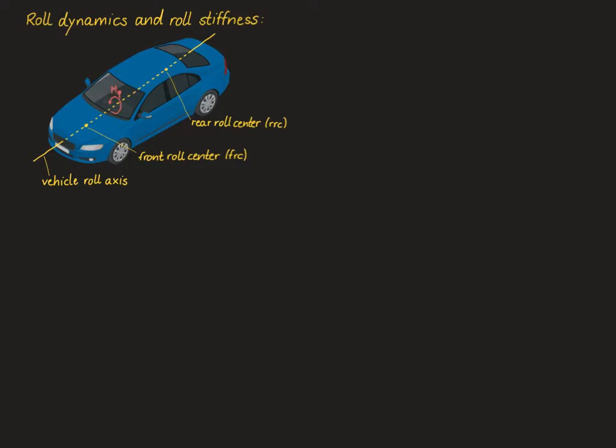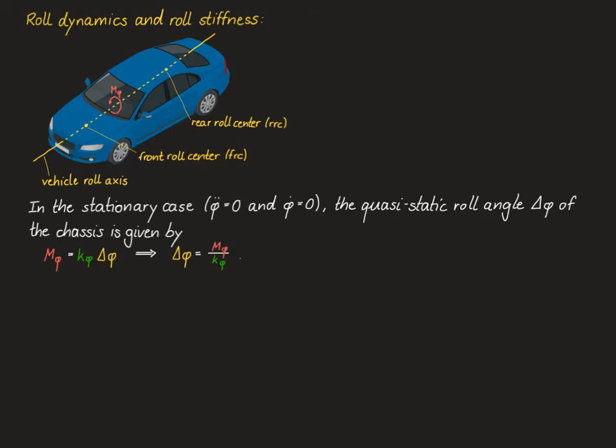Suppose there is some unspecified moment that we call M phi acting around the vehicle roll axis. For this situation, in the stationary case, meaning for phi double dot equal to 0 and phi dot equal to 0, the quasi-static roll angle delta phi of the chassis, meaning the difference in the roll angle compared to the situation without the moment M phi, is given by M phi equals the roll stiffness K phi times delta phi, or solving for delta phi equals M phi divided by K phi.